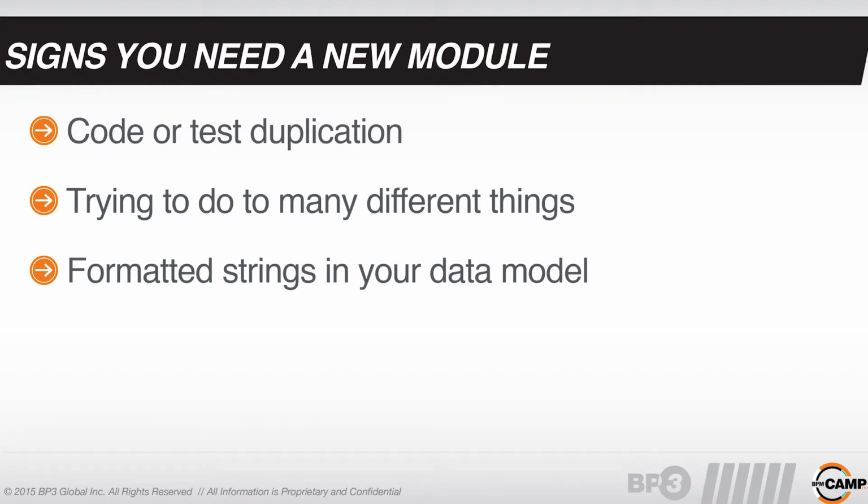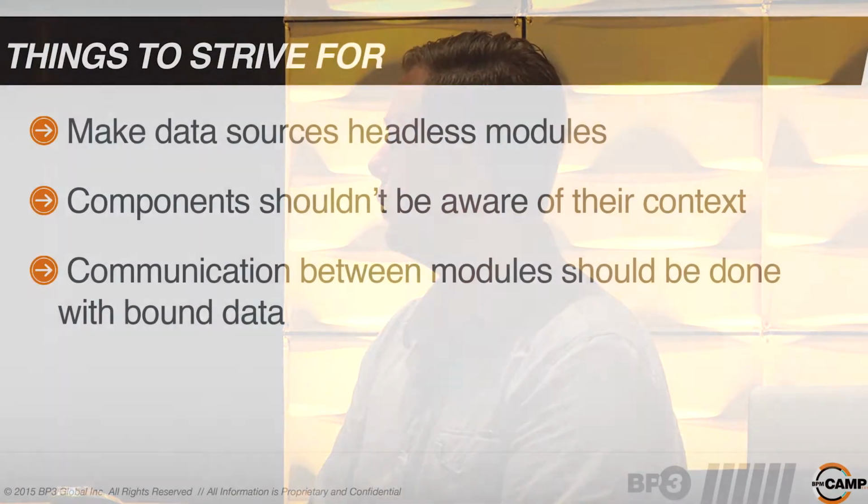Another thing is formatted strings in the data model. Anytime you look in and you see customer name, customer display name on dashboard 2, those are views. Those should be coach views. They should be split out. It's just different representations of how your data looks.